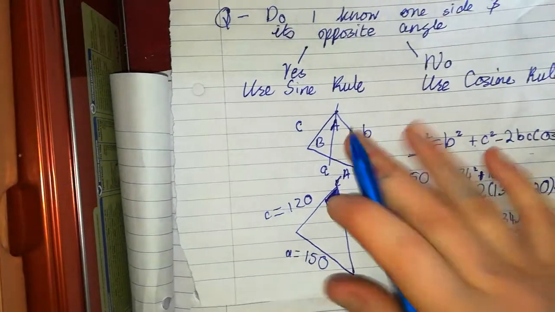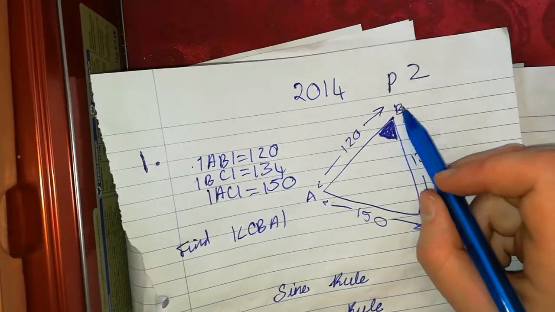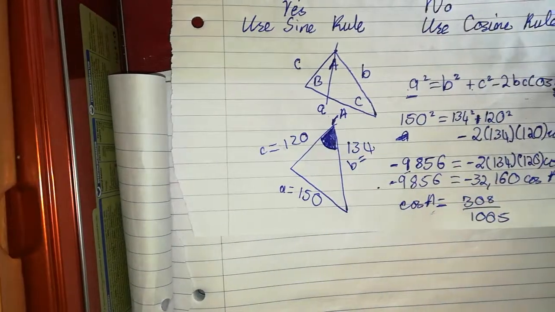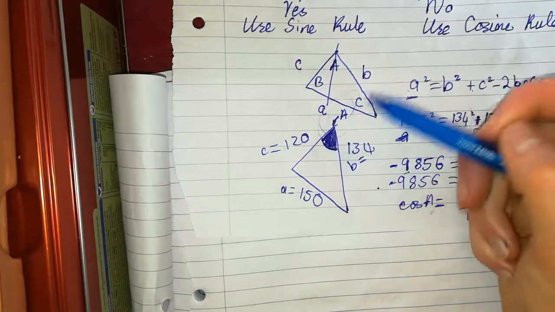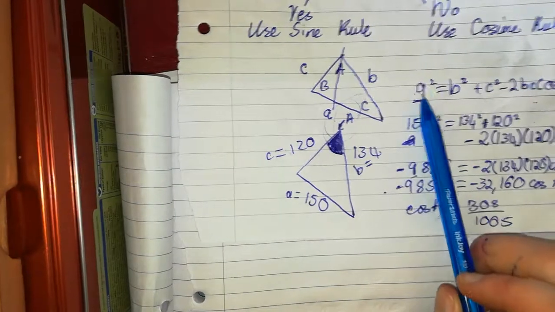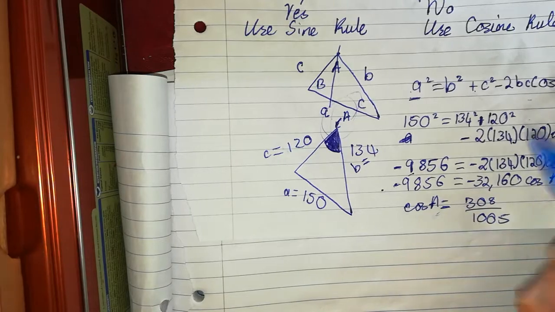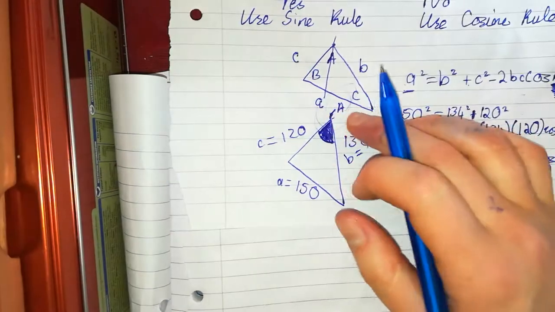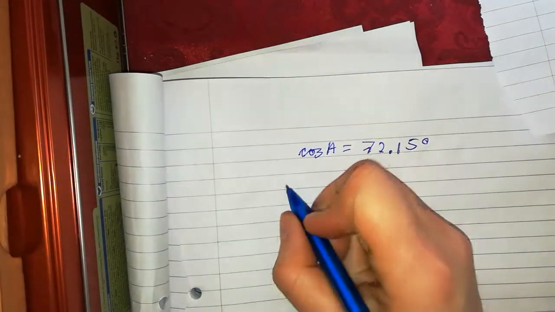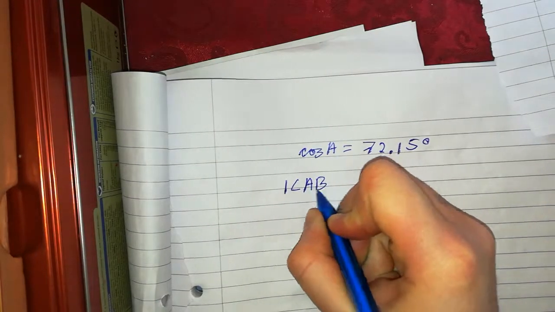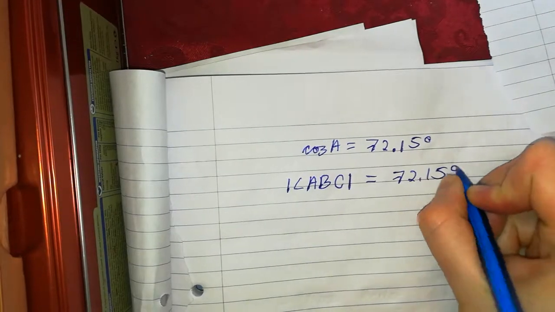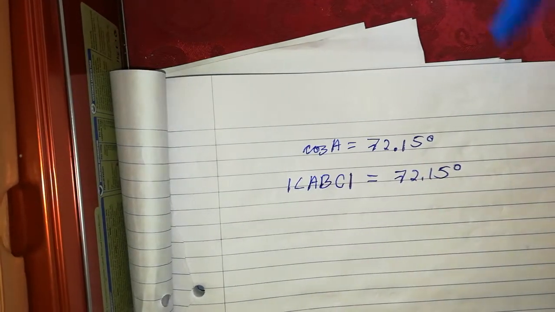This angle was in the question, it was actually called angle B, but when I did my calculations, I forgot that it was called angle B, and I just called it angle A. So we could just swap, if you wanted to do it another way, we could put B squared is equal to, and then we put angle B. But really the angle is called ABC, and that's equal to 72.15. So I just called that angle A when I did my calculations.